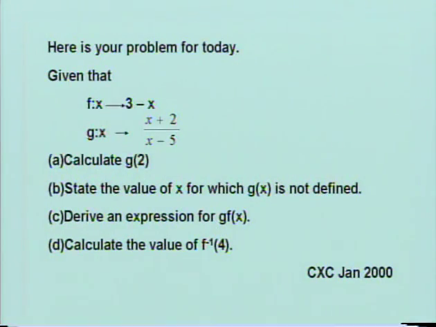Here is your problem for today. Given that f is such that x is mapped onto 3 minus x, and g is a function such that x is mapped onto x plus 2 divided by x minus 5, calculate g of 2.